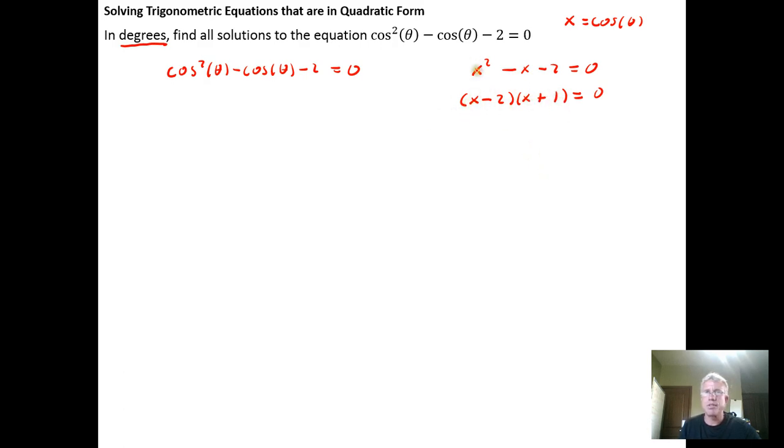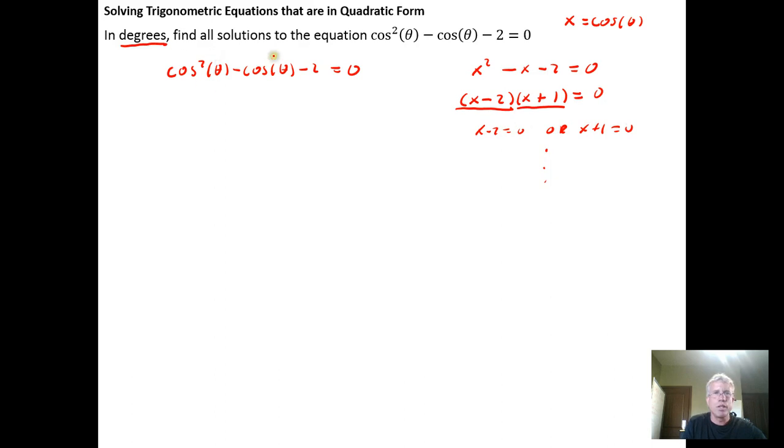x times x is x squared. Minus 2x plus 1 times x is minus x. Minus 2 times 1 is minus 2, so that checks. And then you would say, I can use the zero product property. I have a times b equals 0, so either x minus 2 equals 0 or x plus 1 equals 0, and then we could continue to solution.